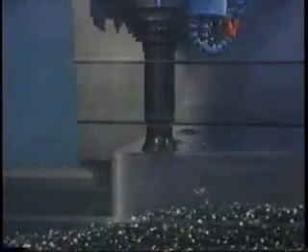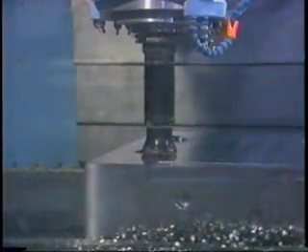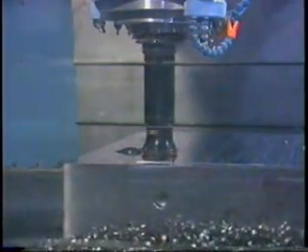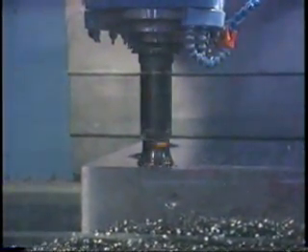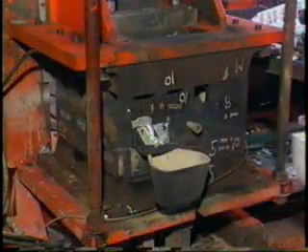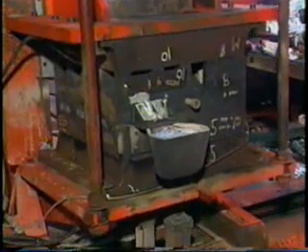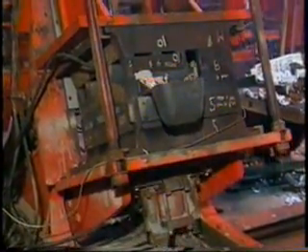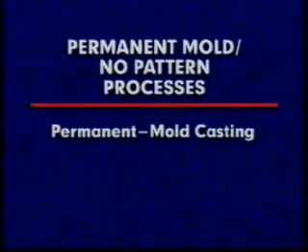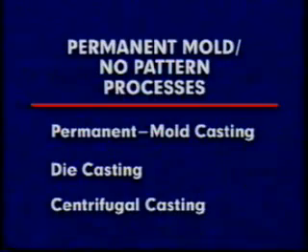Instead of patterns, the shape to be cast in permanent mold no pattern casting processes is machined in the mold material, usually metal or graphite. Mold cost is high, but the mold can be reused thousands of times. Permanent mold no pattern casting processes include permanent mold casting, die casting, and centrifugal casting.